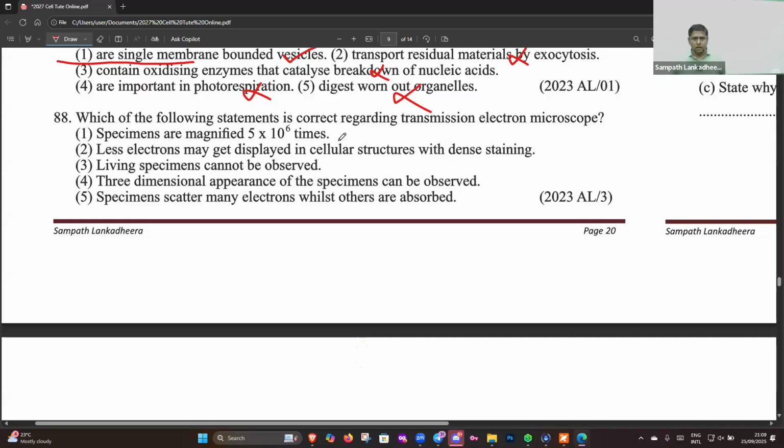Question number 88. Which of the following statements regarding transmission electron microscopy is correct? Specimens are magnified 5 million times? No, neither, 500,000. Fewer electrons may get displaced in cellular structures with dense staining. Living specimens cannot be observed. Fewer electrons, neither; more electrons get displaced, neither. The word less is wrong here. Next, the three-dimensional appearance of the specimen can be observed. No. And then specimens scatter many electrons. No. Answer is 3.